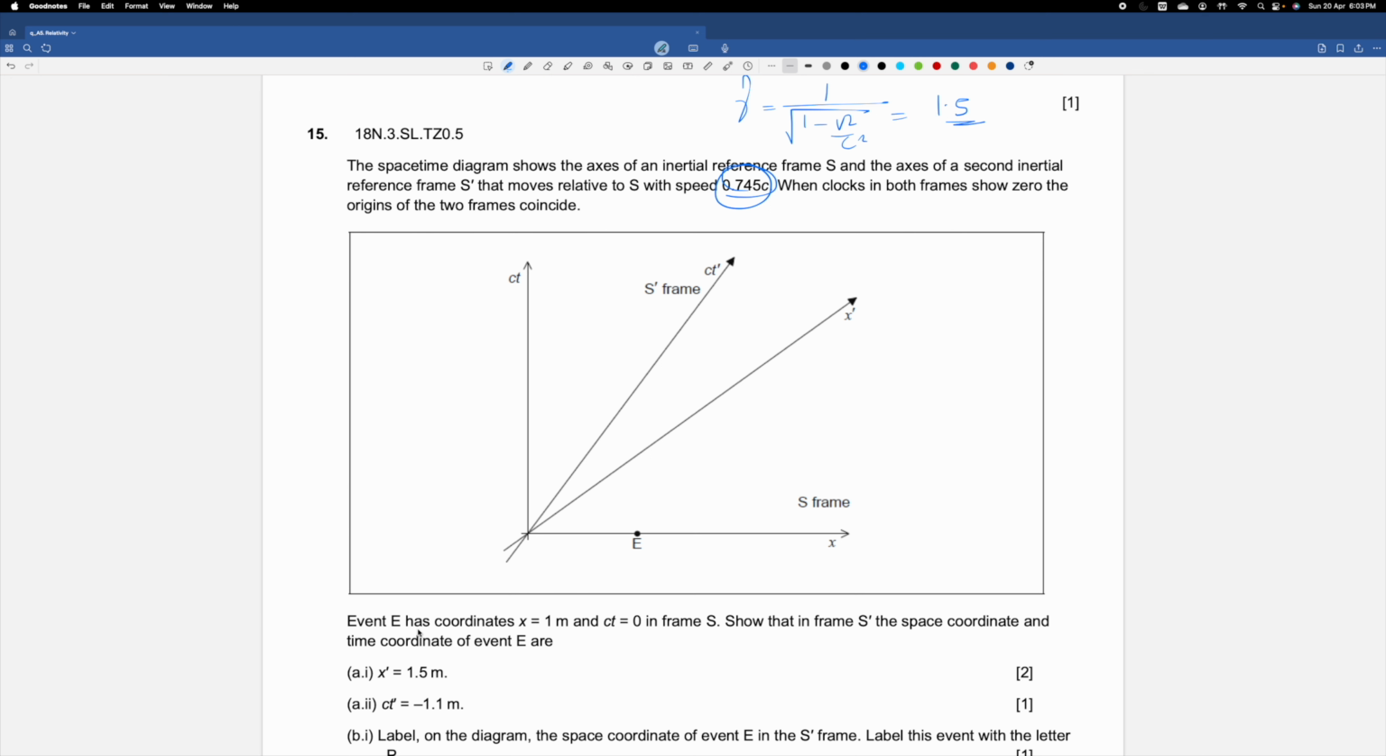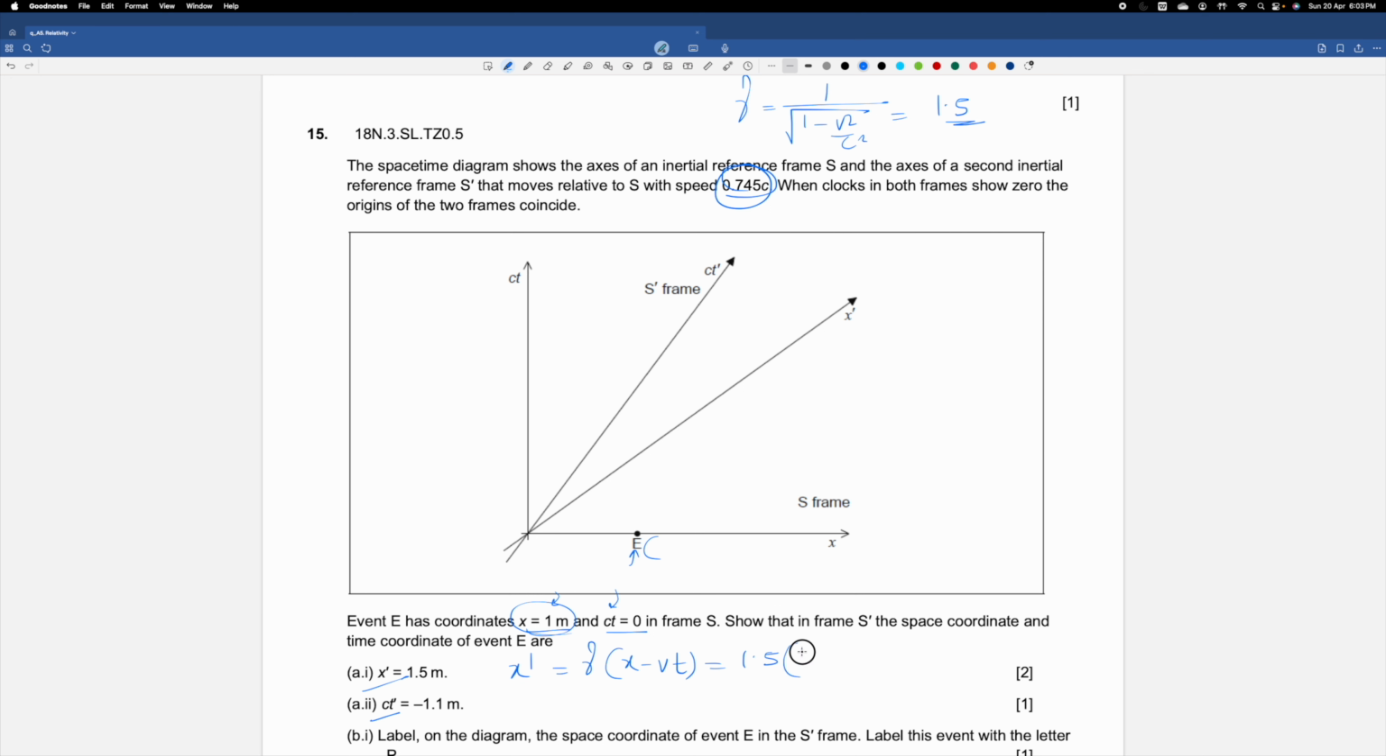Next, event E has coordinates x equals 1, CT equals 0. So this is the event E here, and its coordinates are given here. Show that in frame S prime, the space coordinate and the time coordinate are this. So these are the values of x prime and CT prime that you have to show. So I'm going to use our Lorentz transformation, that is x prime equals gamma times x minus vt. The value of gamma has been calculated as 1.5.